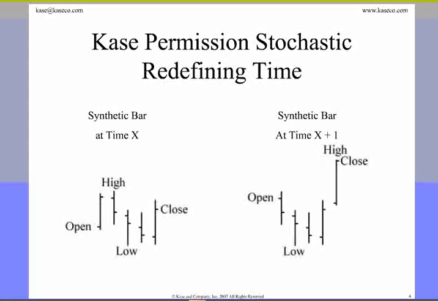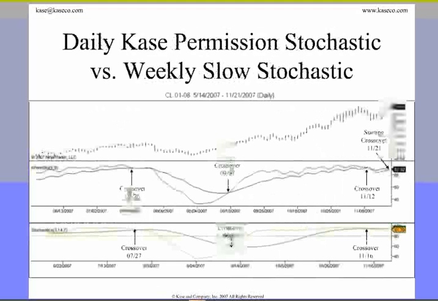So there's never any lag in waiting for a signal. And on the left, you can see that the way this is done is you use the open of the first of 5 bars, the high of 5 bars, the low of 5 bars, and then the close of the 5th bar, or bar 0. And that's at time x, and if you look at time x plus 1, we drop off the first bar and add a new bar, and now your higher time frame filter is the open of the first bar, the new high, the low of the 5 bars, and then the new close. So we have higher time frame filters that use these synthetic bars.